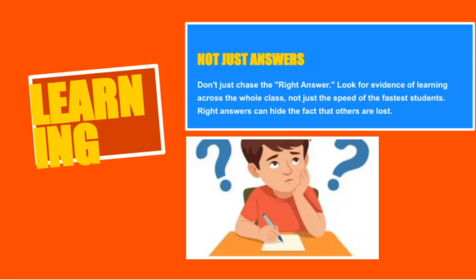Let's talk about a common misconception in assessment. Often, we focus on getting the right answer quickly, but that's not enough. It's important to look for evidence of learning across the entire class, not just from the students who answer fastest. Right answers can sometimes hide the fact that other students are actually lost or not fully understanding the material. So, instead of just chasing the correct answer, we should be paying attention to whether students are truly learning and making progress. Remember, learning is the goal, and that means we need to see evidence of understanding from everyone, not just the quick or confident students.